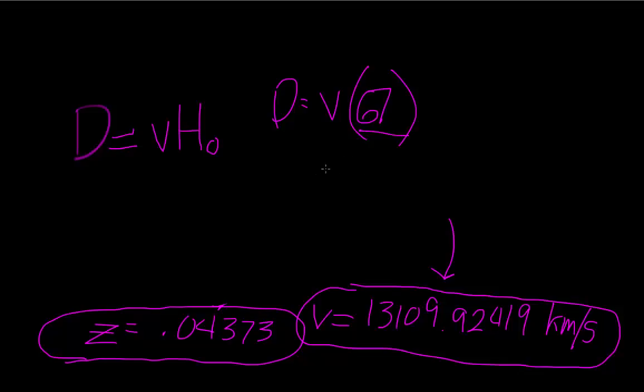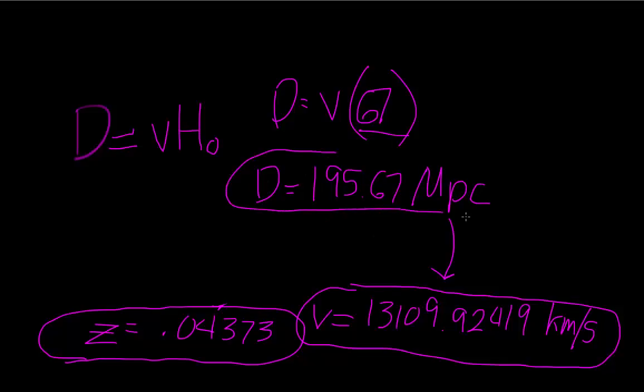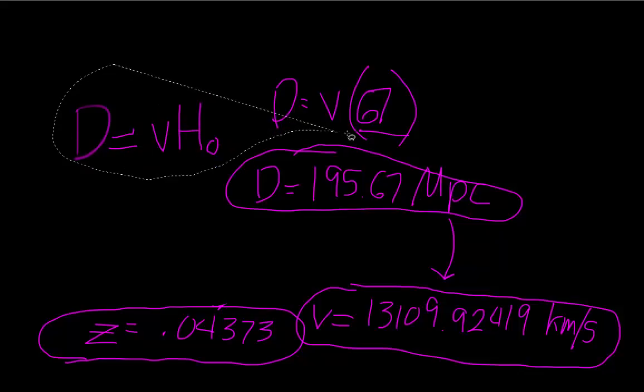So we multiply this out and we get a final value. D equals about 195.67 megaparsecs. Now this is the final answer to the problem that I have posed for us today.